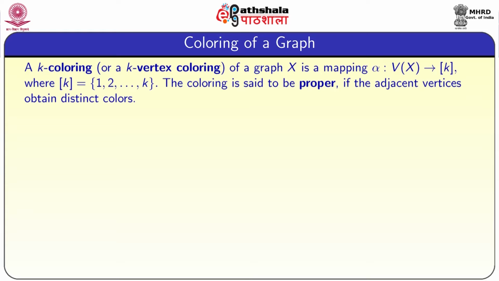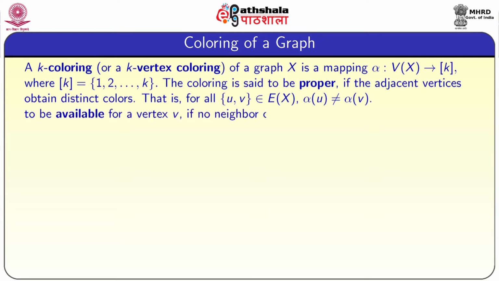The coloring is said to be proper if adjacent vertices obtain distinct colors. That is, for all uv belonging to the edge set of X, alpha of u is not equal to alpha of v. A color i belonging to the set [k], that is 1, 2, 3 and so on up to k, is said to be available for a vertex v if no neighbor of v is colored by i.